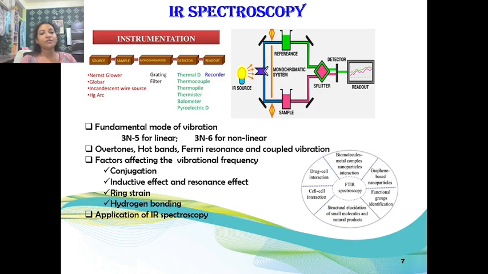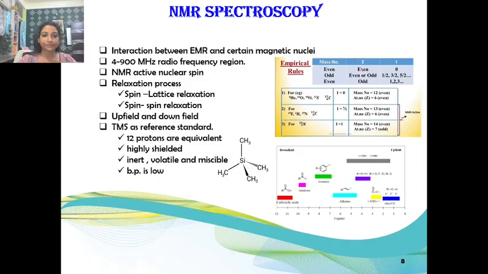Now the application of IR spectroscopy. IR is used mainly in forensic science to identify any kind of sample, and in chemistry it is also very important to predict the structure of any compound. For medicinal chemistry it is also very important for drug designing. In this way IR spectroscopy is very useful.